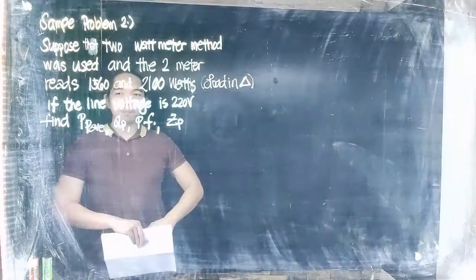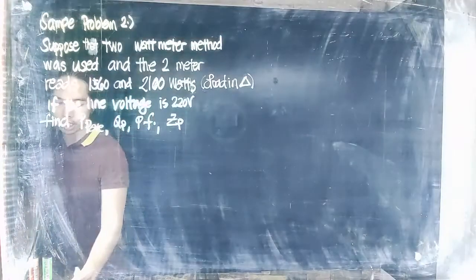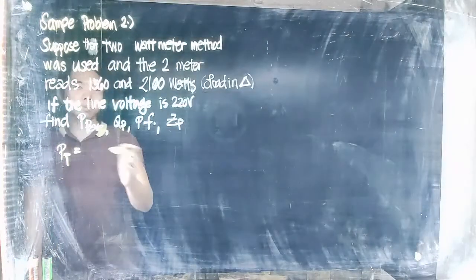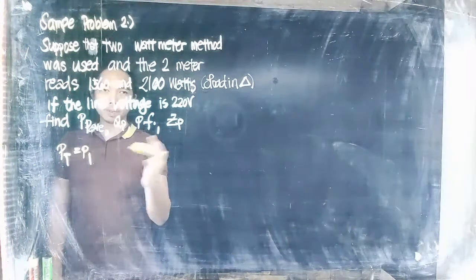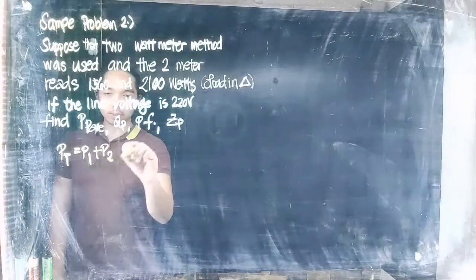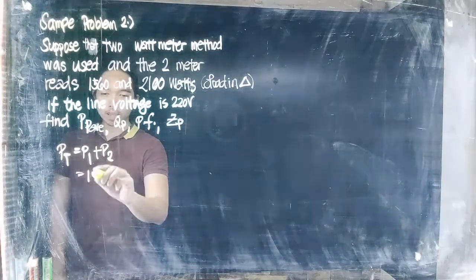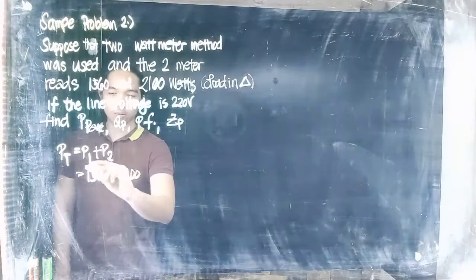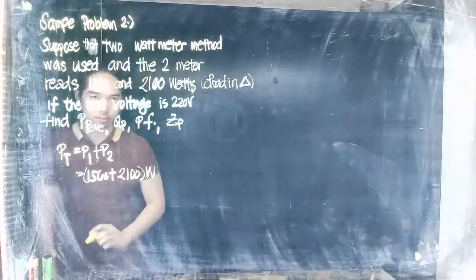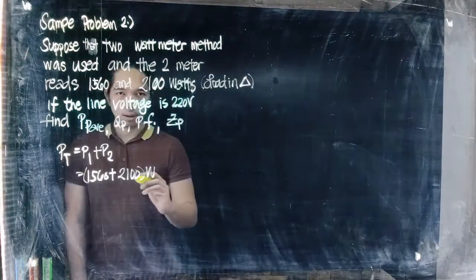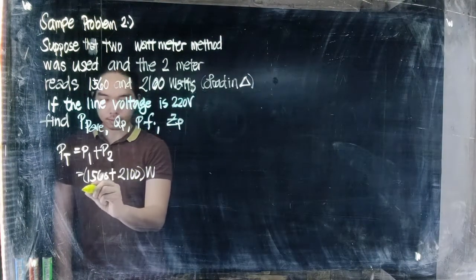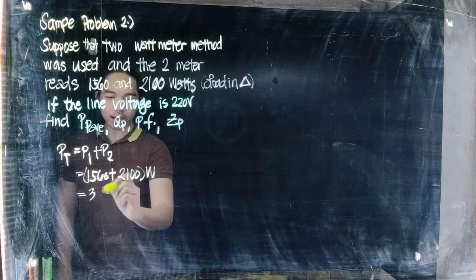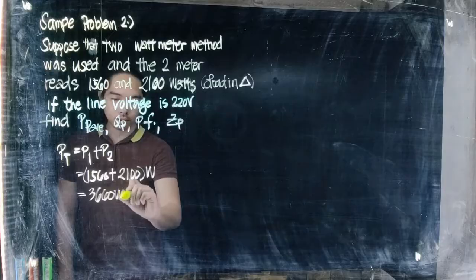To solve for PPA, the per phase average power, we need to solve first for our total power PT. PT is simply equal to the reading in the first meter plus the reading in the second meter, and that's equal to 1,560 plus 2,100 watts. Adding these two will give us 3,660 watts.